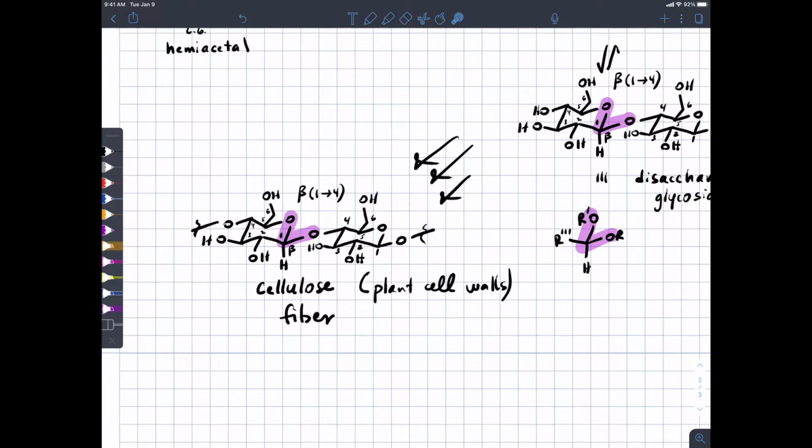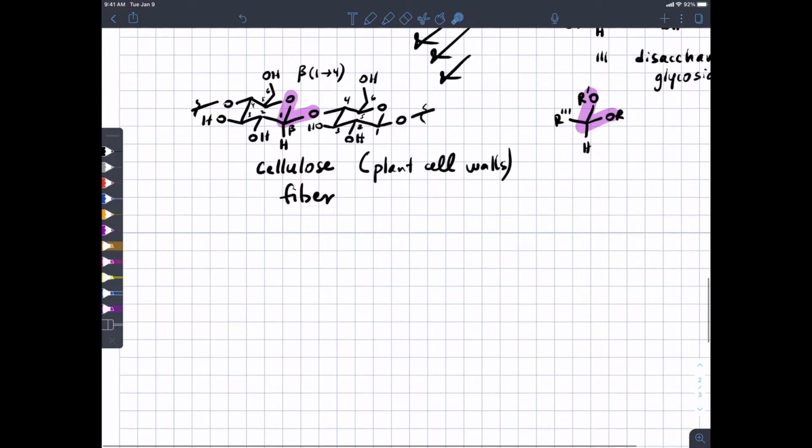Now, there are organisms called ruminants that can eat grass, cows, sheep, and the reason that works for them is that their gut microbiome has the right bacteria to break apart that linkage, and then they can gain nutrition from it. Cows have multiple stomachs because this process takes a lot of time.